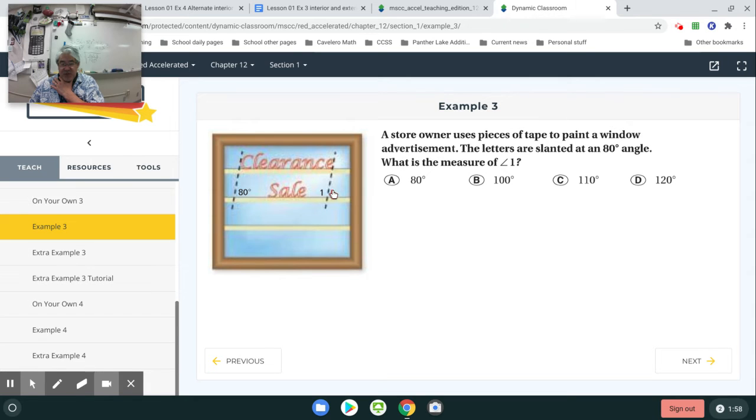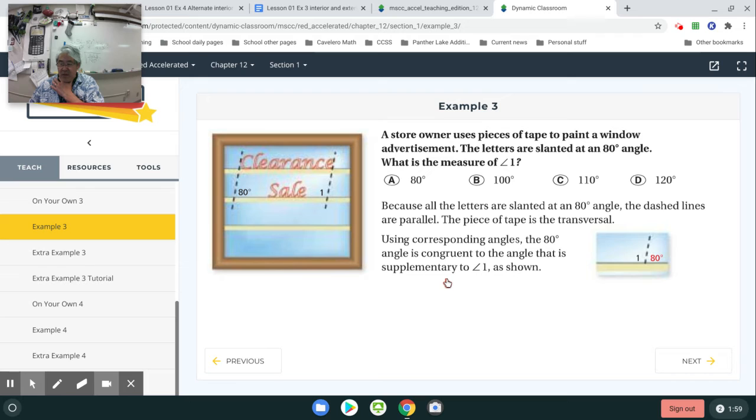So I know that these two interior angles over here are supplementary to each other. So what is number one? That means 80 is congruent to this little area over here. 80 is congruent to this angle. This angle and one are supplementary. So now you can do your math. You can take over. So the correct answer is B. Okay, good.